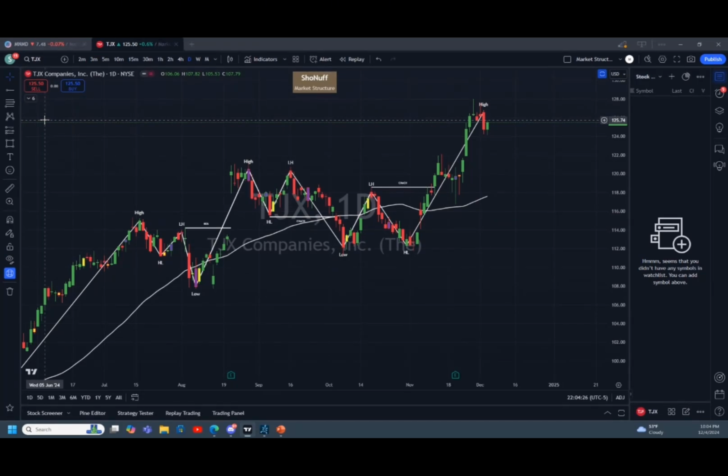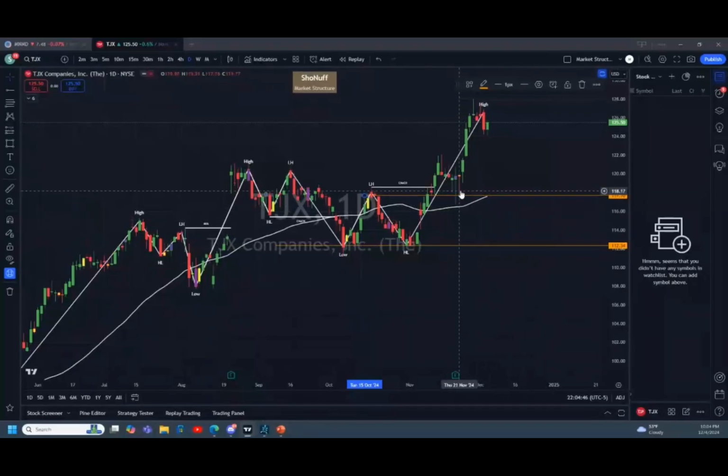Look at TJX. All right, so one, we missed our initial entry, all right? Because if you look here, it made a low, made a high, still bullish on all this because this low wasn't taken out. It gave you your double bottom, right? After it gave you that double bottom, it came back to retest. Boom.